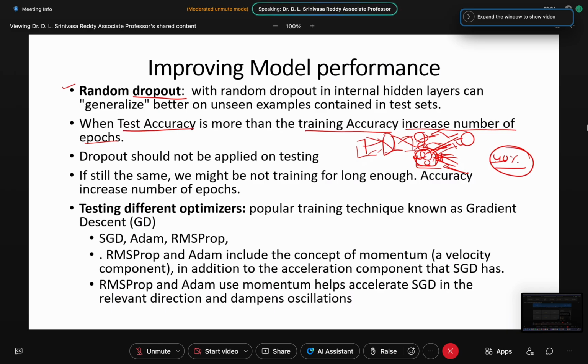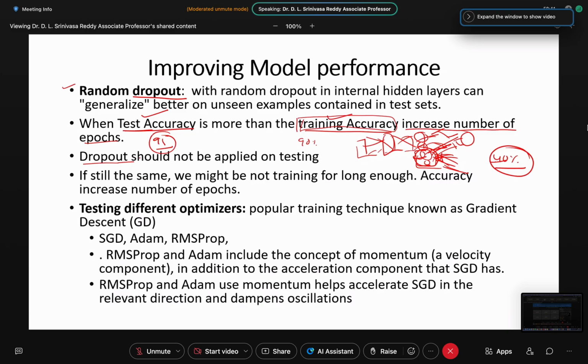That means in the training phase, the model has already seen the records in the training data set many times. On that already seen data, suppose you get 90% accuracy, but on unseen data you get 95%. That means something went wrong. So the test accuracy must always be less than the training accuracy.